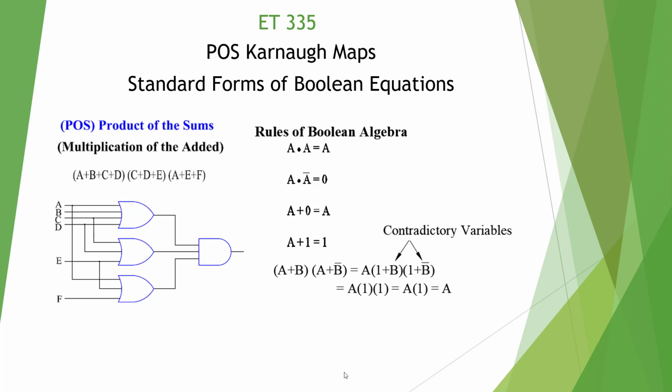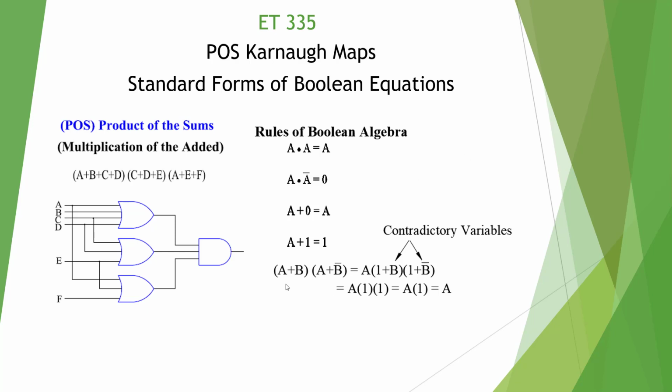So what we have is product of the sums, meaning multiplication of the added, where we're going to have OR gates, addition, feeding into an AND gate, which is multiplication. So the rules of Boolean algebra that we're going to need are A times A equals A, A times A bar equals 0, A plus 0 equals A, and A plus 1 equals 1.